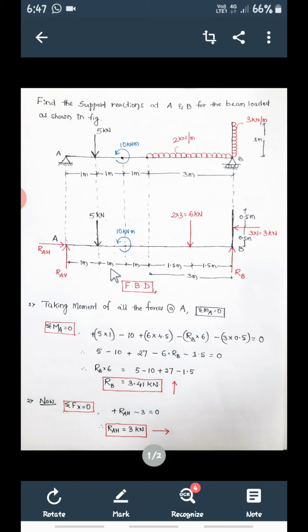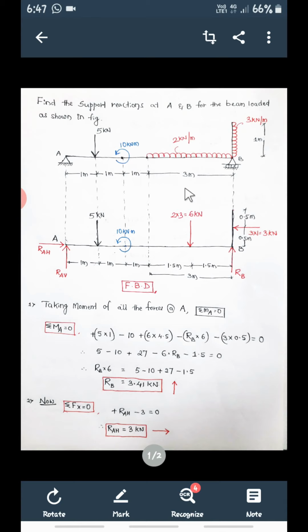So 1 plus 1 is 2, plus 1 is 3, plus 1.5. So 3 plus 1.5 is 4.5. So 6 into 4.5. With reference to A, this will produce a clockwise moment, so this is plus 6 into 4.5. Now take this reaction RB.